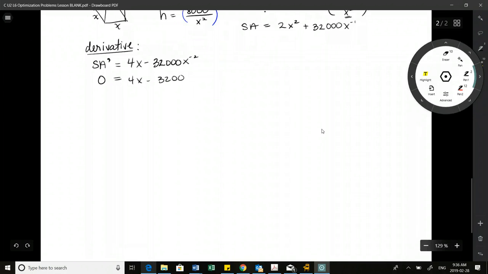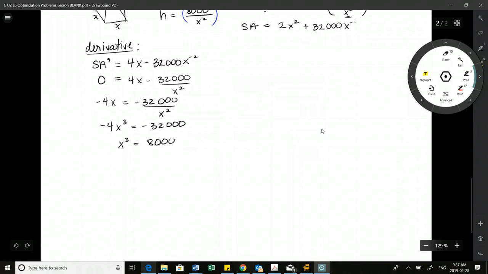And maybe we'll just bring that x down. Okay, so I think we can just do a little rearranging here. We'll multiply the x squared up, we'll get x cubed. And then divide out that 4, and we will get 8,000. And then I will cube root to get x by itself.